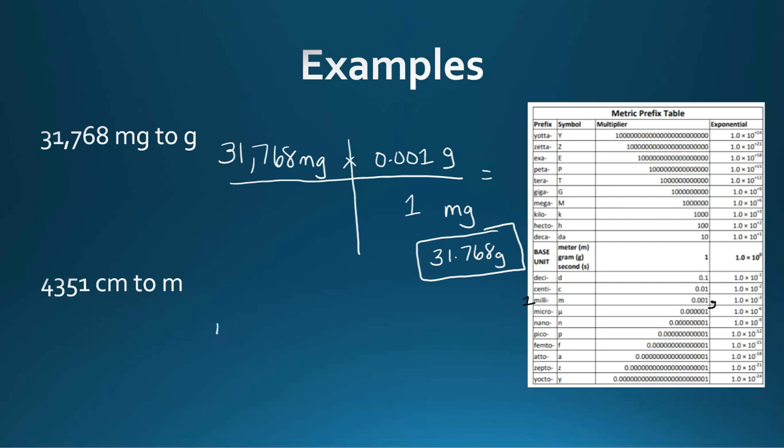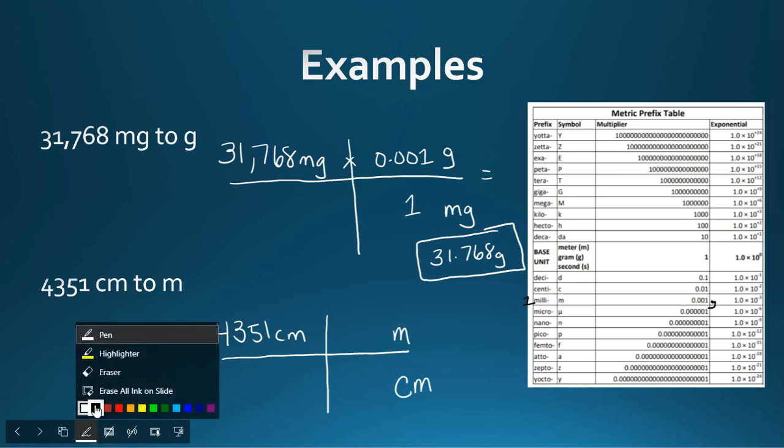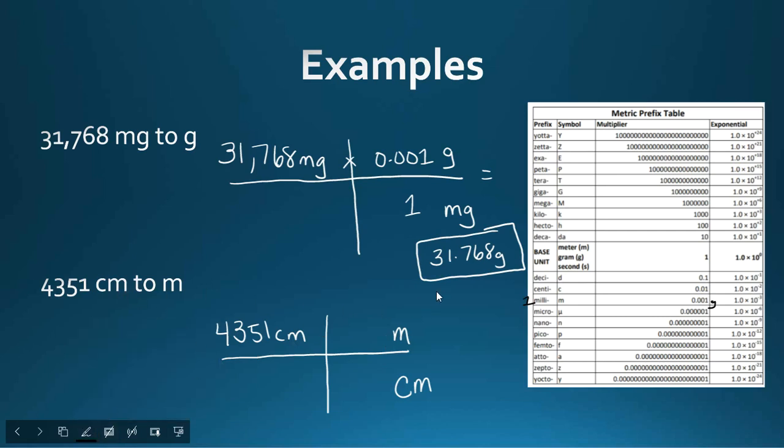So we've got 4,351 centimeters, and we want to convert that to meters. So we set up our goalposts, just a one step. We know we need centimeters to cancel, so we write that at the bottom, put meters at the top. All right. We take a look again at our metric conversion chart. This time we're looking at centimeters. So 1 centimeter is equal to 0.01 meters. So we put that into our goalposts.